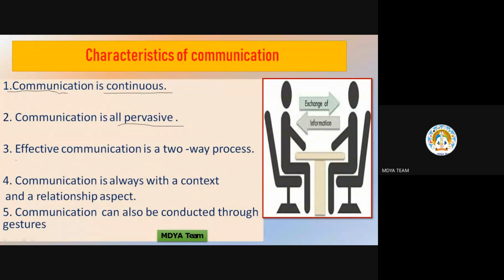Effective communication is a two-way process. Same point. Communication is always with a context and a relationship aspect. There is always a context in communication, and that context depends on different factors like location, the relationship with the person you are communicating with, and the time. Communication can also be conducted through gestures. It's not only oral or written, it can be done through gestures.